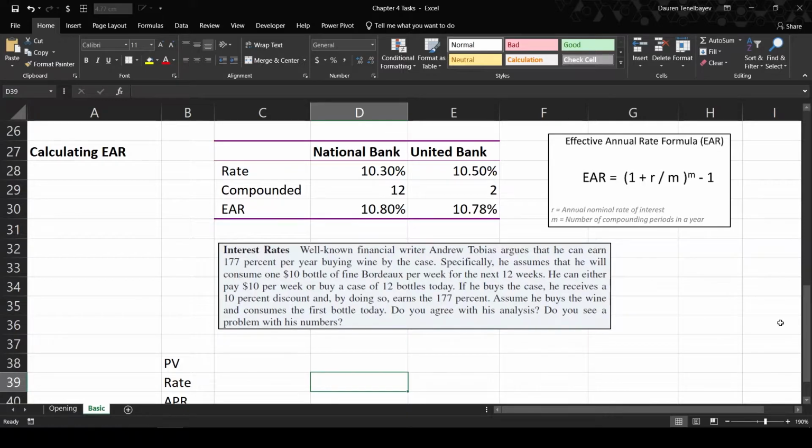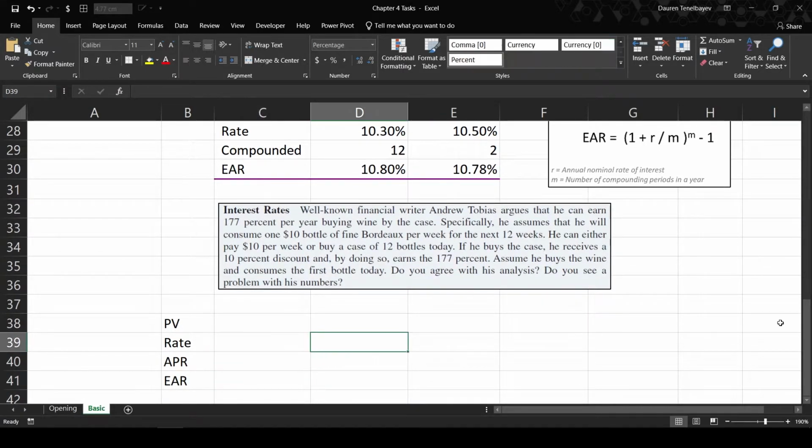And the last question in the basic part. You can pause the video to read the conditions for the task. But here is the question. We have to calculate the first present value and then the discount rate per week. After that, we will calculate the annual rate, and finally we will end up with the effective annual rate.